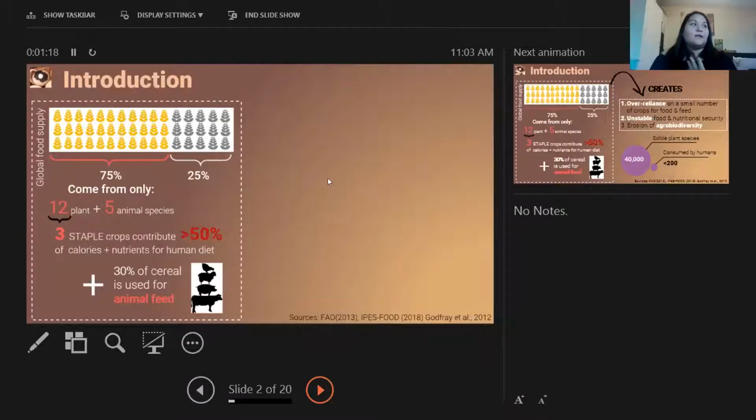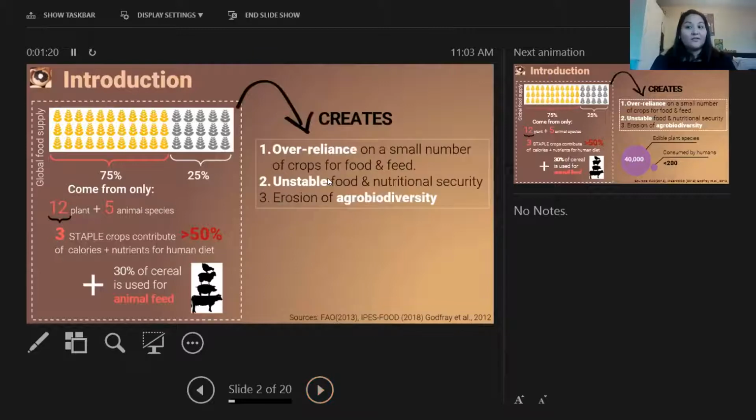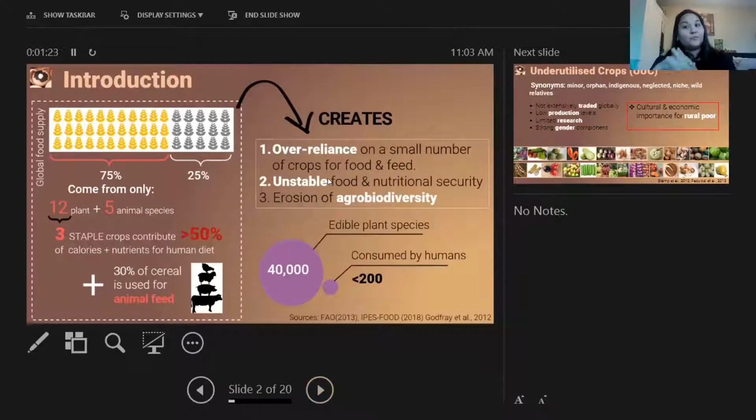So this creates an over-reliance on a very, very small number of food crops for both food and feed, for animals and humans. This then leads to an unstable food and nutritional security. If you can imagine food and nutritional security as a ball that's balancing on the apex of a very, very small triangle, it's very unstable right now.